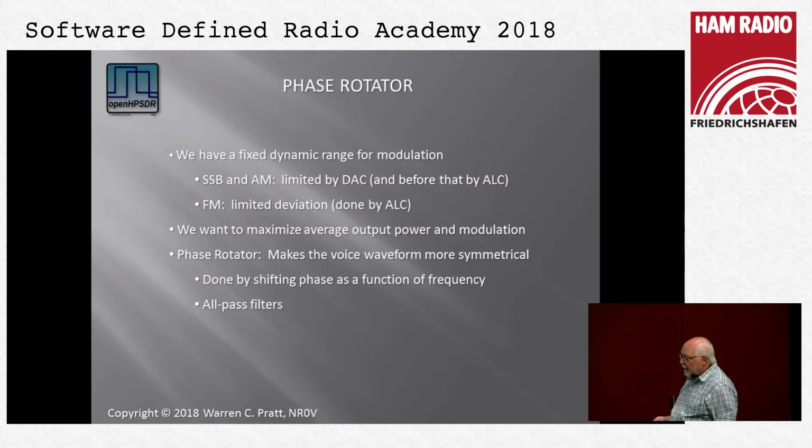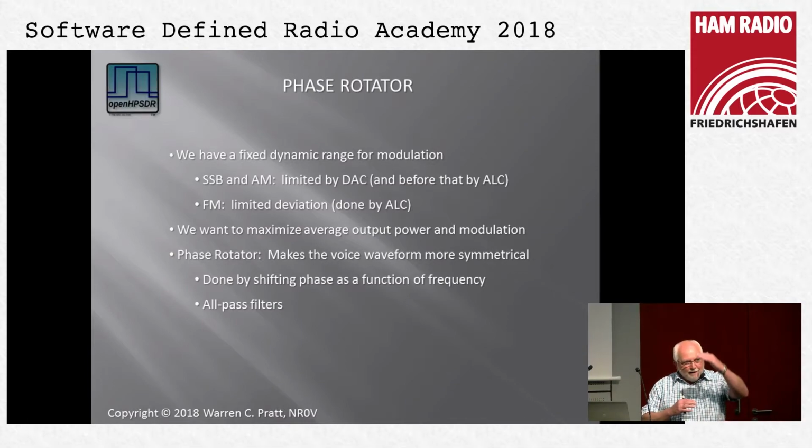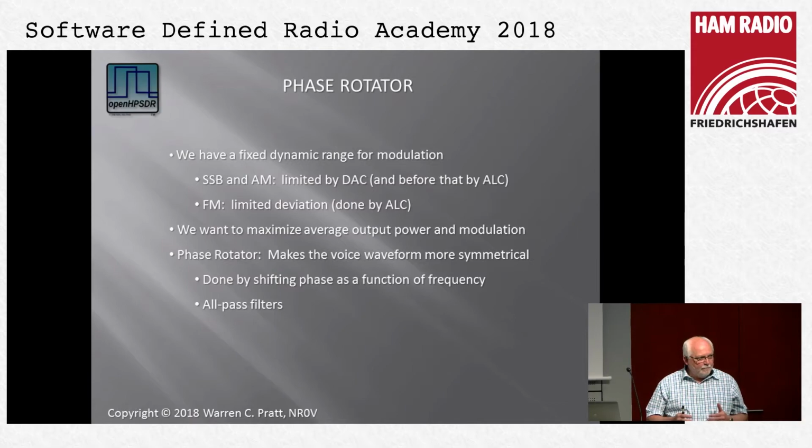So, how do we do this? Well, or maybe why first. Let's look at the phase rotator. Why do we want this? We want the phase rotator because we have a fixed modulation range. It's fixed by the DAC in an SDR. We can only drive it so hard. You can't go beyond the maximum value that you can feed it. And in FM, we're limited by some deviation that we don't want to exceed. But we want to maximize our modulation. We want to use the entire dynamic range that's available. And the phase rotator makes the voice waveform more symmetrical so that we can take advantage of that full range.